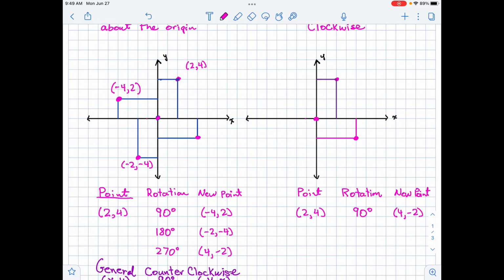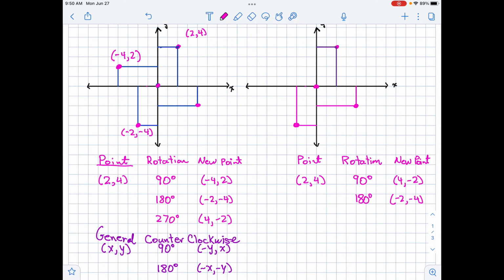Now we want to go another 90 degrees. So imagine rotating another 90 degrees. That would put us over here. And there's our point now. And notice that point, so this is 180 degrees. And notice our point now is (-2, -4). See how it's matching up, we're just going in the reverse order.